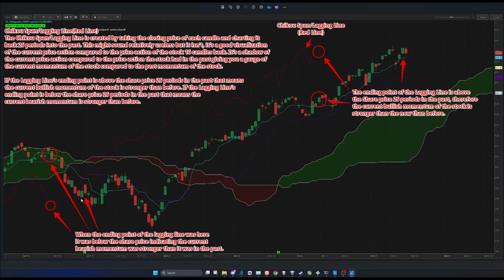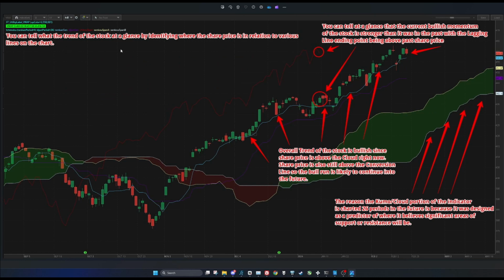So back here, for example, this candlestick here is the endpoint for the price action over here. So this is where the lagging line was when this candle was formed. And you can see that this lagging line's endpoint is below previous price action, showing that the current bearish trend is stronger than the previous bearish trend that the stock had in price action in the past. So how do you add those two together? So we use this in conjunction with something we call the TK crossovers, which is the Tenkan-sen conversion line and the Kijun-sen baseline.